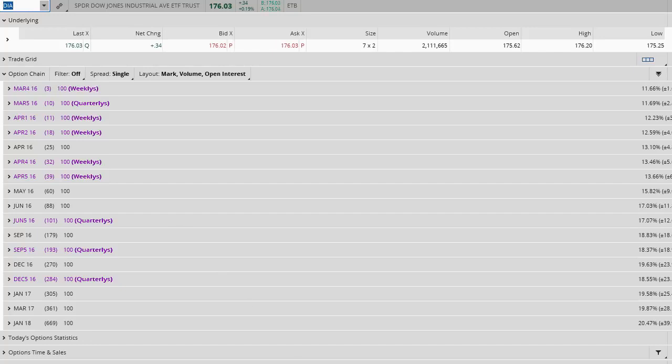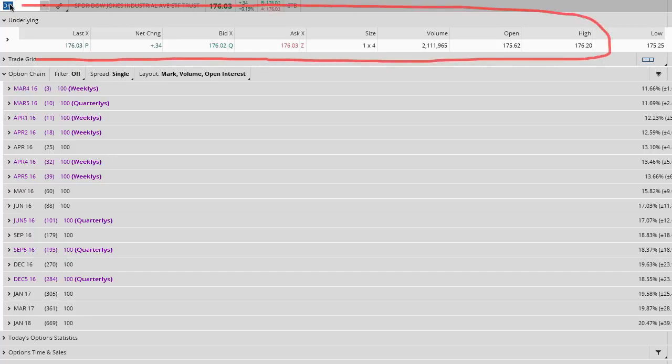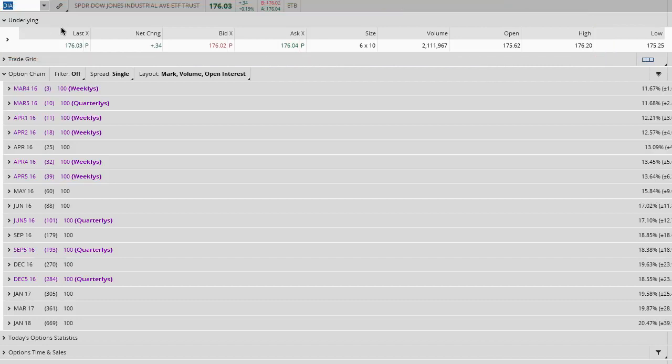Now, a couple of main things pop up initially. And before we get too deep into this stuff, I want to show you these different sections. First of all, you usually have this option or stock or underlying section. Now, in this case, the DIA underlying section just means the actual stock. So, for example, right now, the last traded price is 176. The net change on the day is 34 cents. The bid, the ask, the volume today, the high, the low, etc.